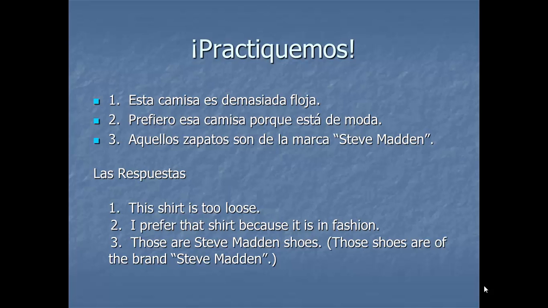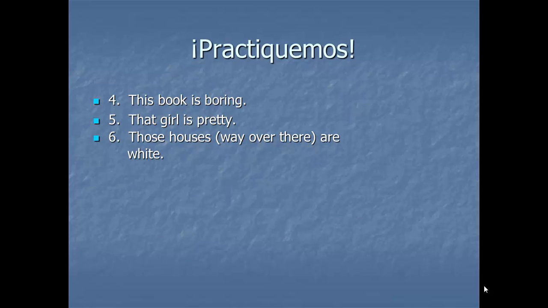Aquellos zapatos son de la marca Steve Madden. Those shoes are Steve Madden shoes. Or you could literally translate it and say those shoes are of the brand Steve Madden. Okay, here's some more practice. Again, now we're going Spanish to English. Here's your English. This book is boring, that girl is pretty, and those houses way over there are white.